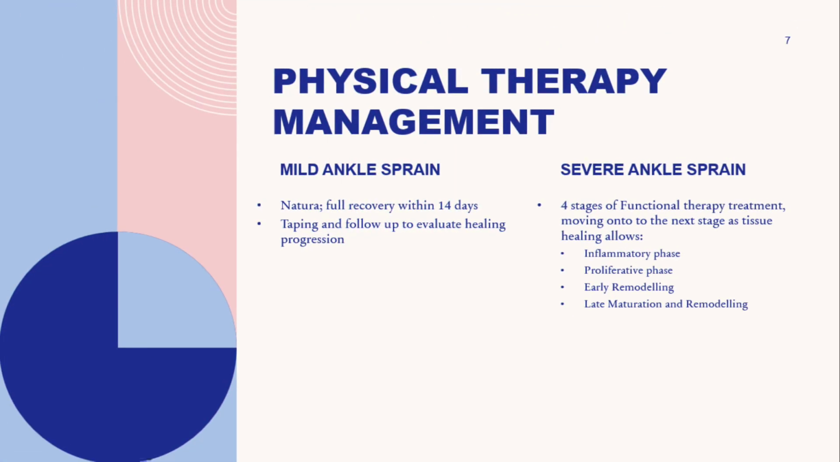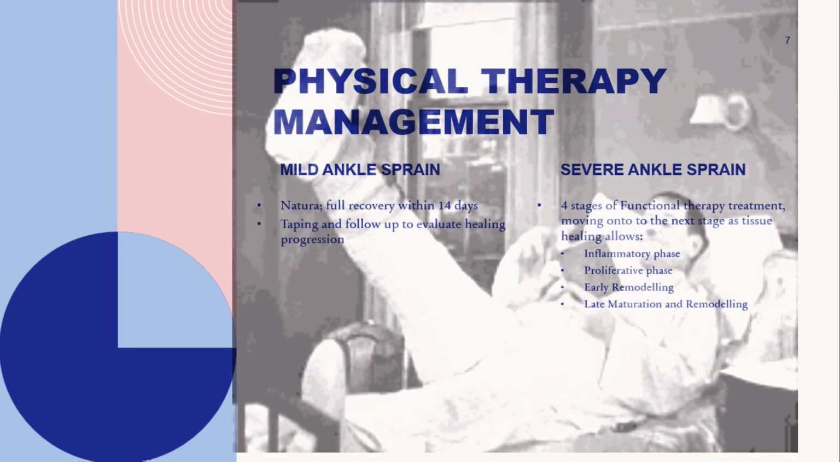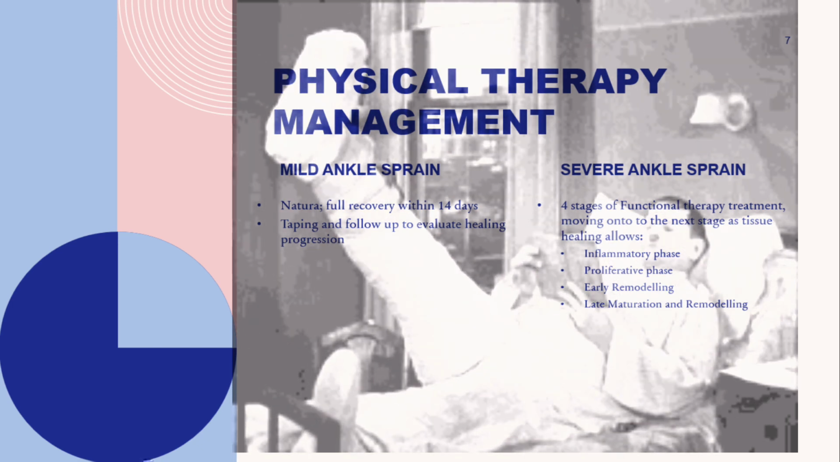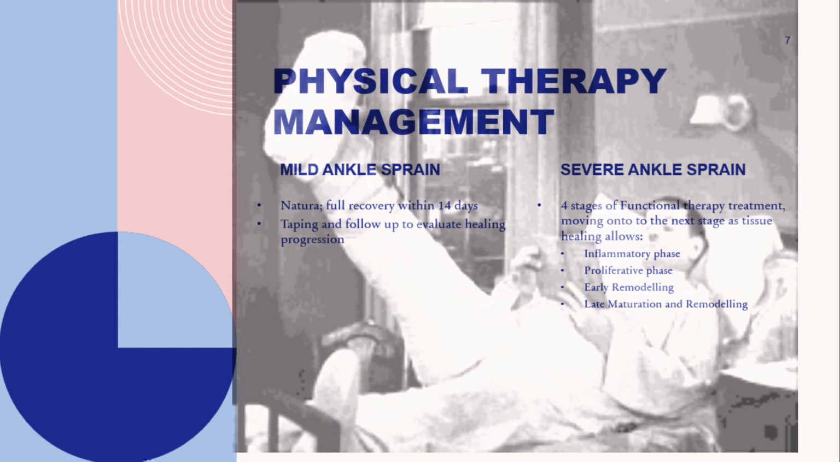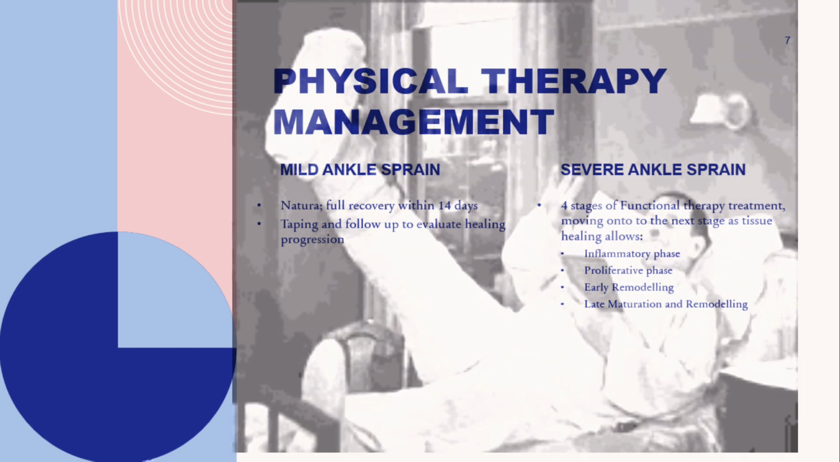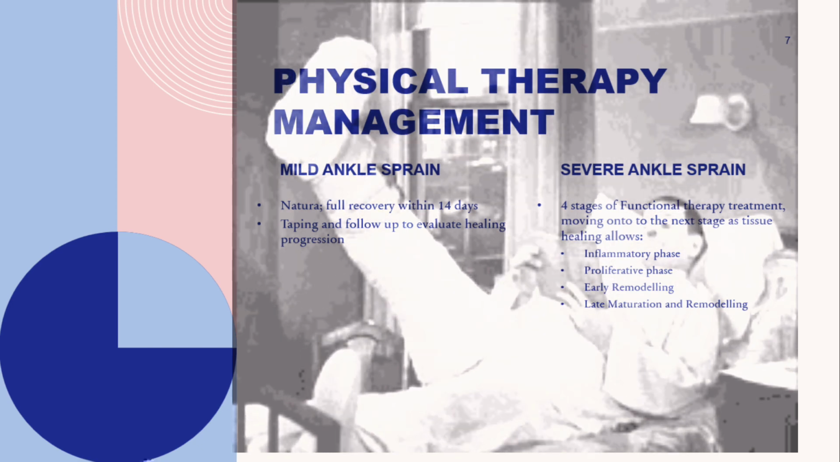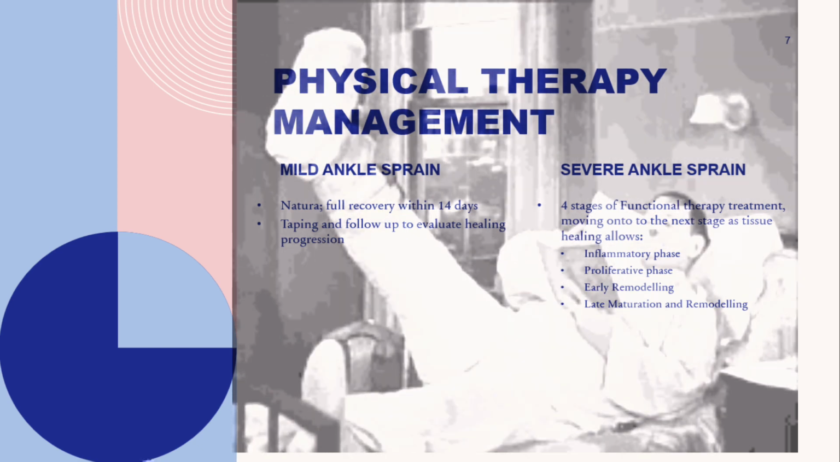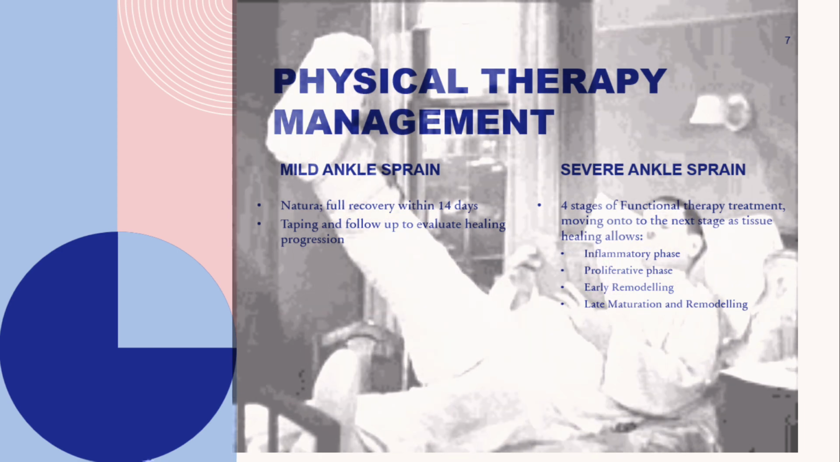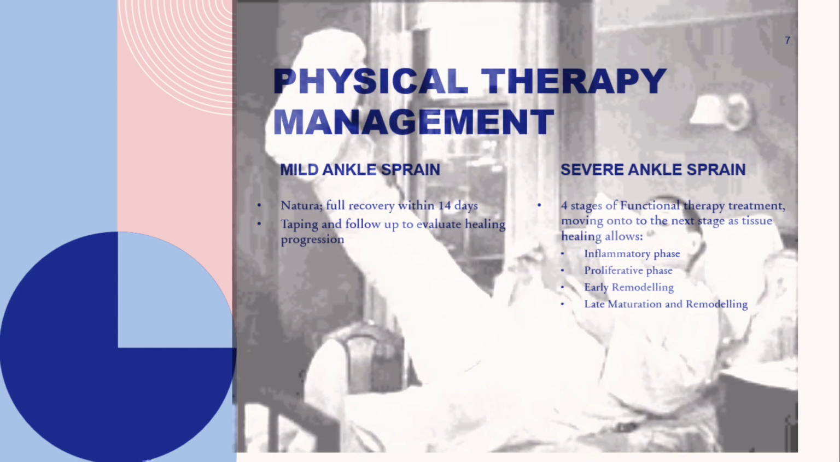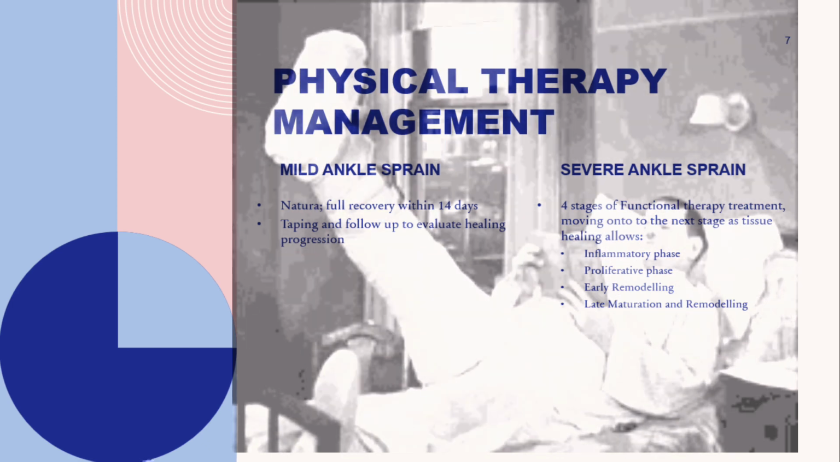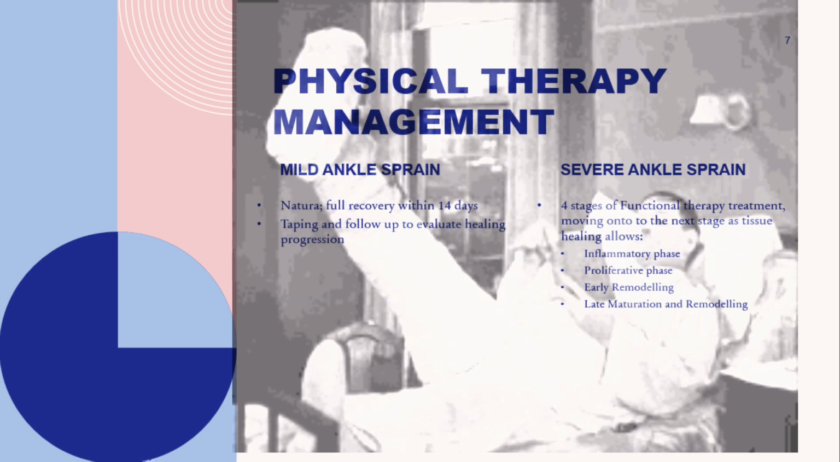Moving on to the management. Mild ankle sprain is natural. It will fully recover within 14 days, and it needs taping and follow-up to evaluate healing progression. First-time lateral ligament sprains can be innocuous injuries that resolve quickly with minimal intervention, and some approaches suggest that only minimal intervention is necessary. And in severe ankle sprain, physiotherapy is required with functional therapy of the ankle shown to be more efficient than immobilization.